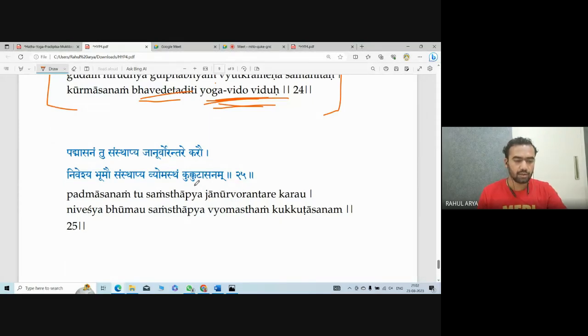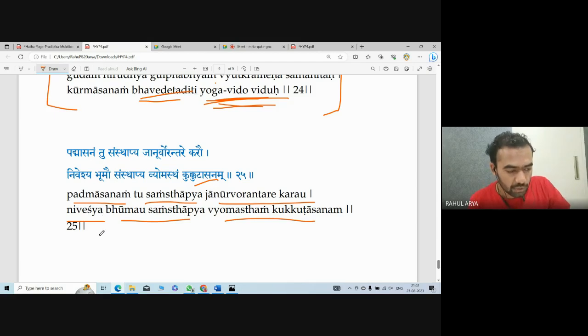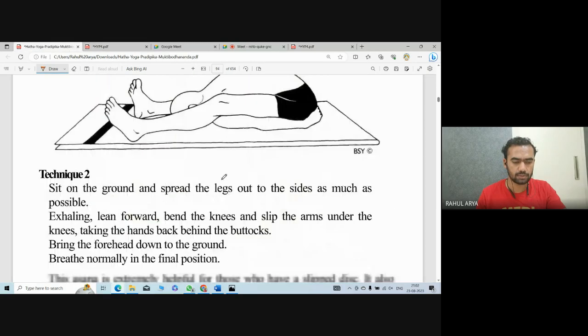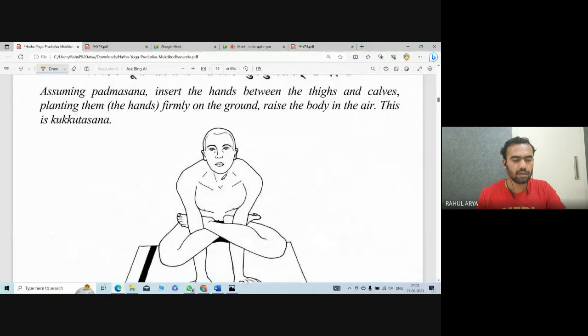Next is Kukkutasanam. Padmasanam tu sansthapya janurvorantare karau, nivesya bhumau sansthapya vyomastham kukkutasanam. So what is it? Padmasanam tu sansthapya. They told that first sit in the Padmasana position, in the lotus pose. First sit in the Padmasana position.